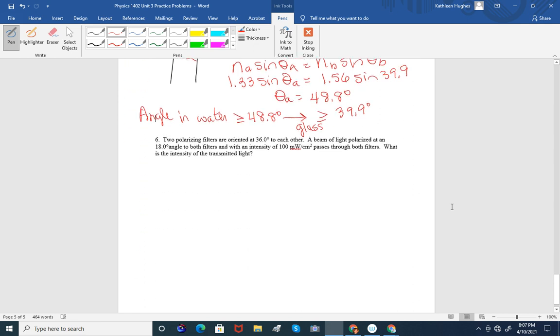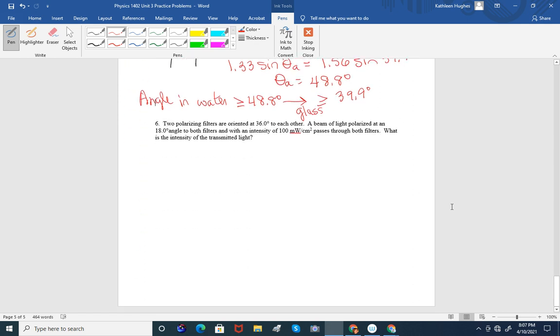All right, last problem, we're going to look at polarization. It says two polarizing filters are oriented at 36 degrees to each other. A beam of light polarized at an 18-degree angle to both filters and with an intensity of 100 milliwatts per centimeter square passes through both filters. What is the intensity of the transmitted light? So let's think about it. There's two filters. Let's draw them.